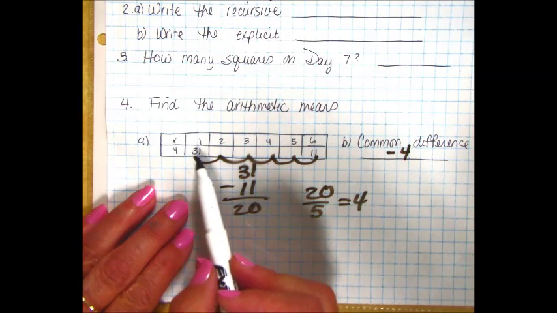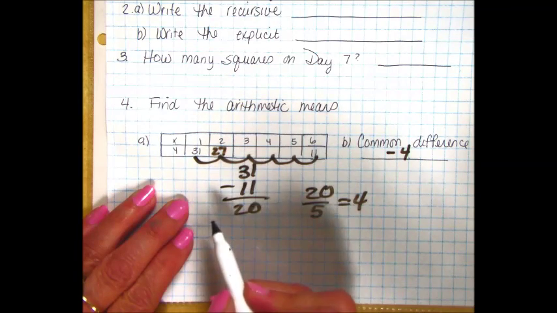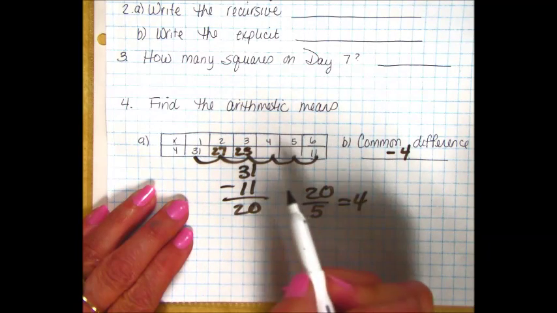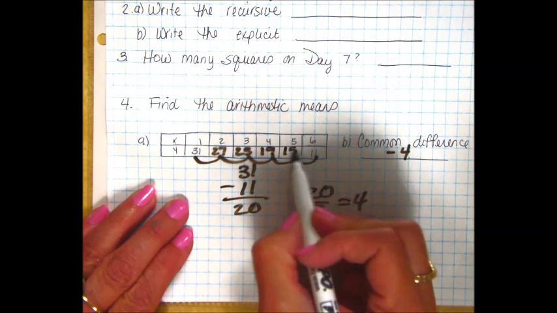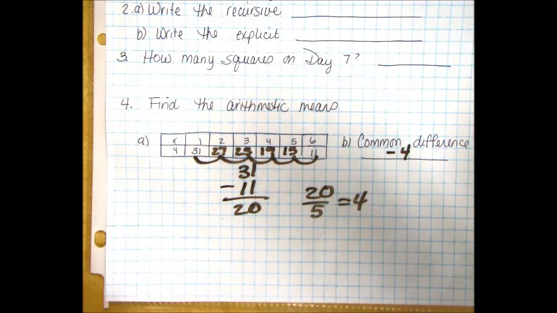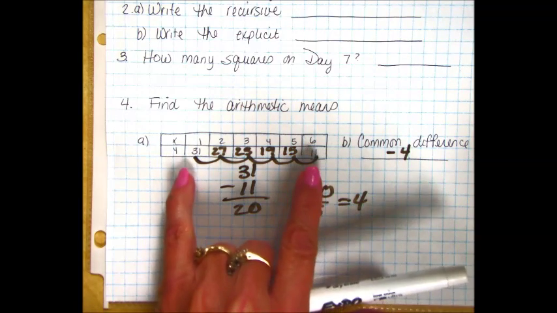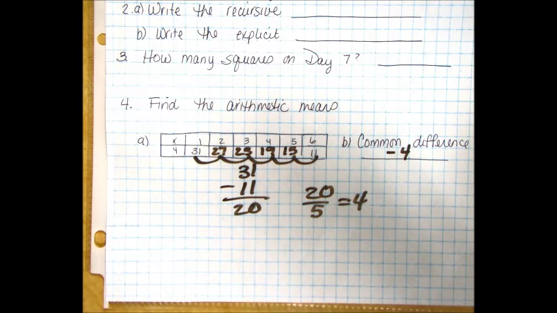If I fill this in, all I have to do now is go 31 minus 4, so I get 27. 27 minus 4, 23 minus 4, 19 minus 4, and then I just check the last one, is 15 minus 4, 11? Yes. And so there are my arithmetic means, my missing terms in my sequence. Remember, you find the difference divided by the number of steps, and that will give you your common difference. Either you're subtracting or you're adding. That concludes our warm-up for today.